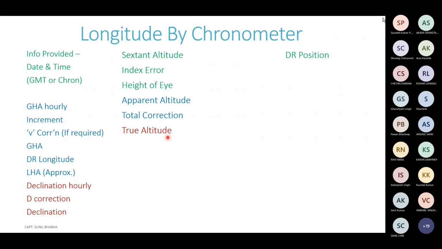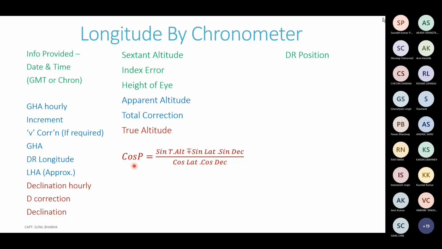Now, once we obtain the true altitude, GHA and the declination, we are now ready to apply the Longitude formula. What is the formula? The formula says cos of P. This is the same P which we saw in azimuth calculation in the ABC method. So P is basically angle P of the PZX triangle, and it is derived from the LHA of the body. It could be equal to LHA or it could be equal to 360 minus LHA.